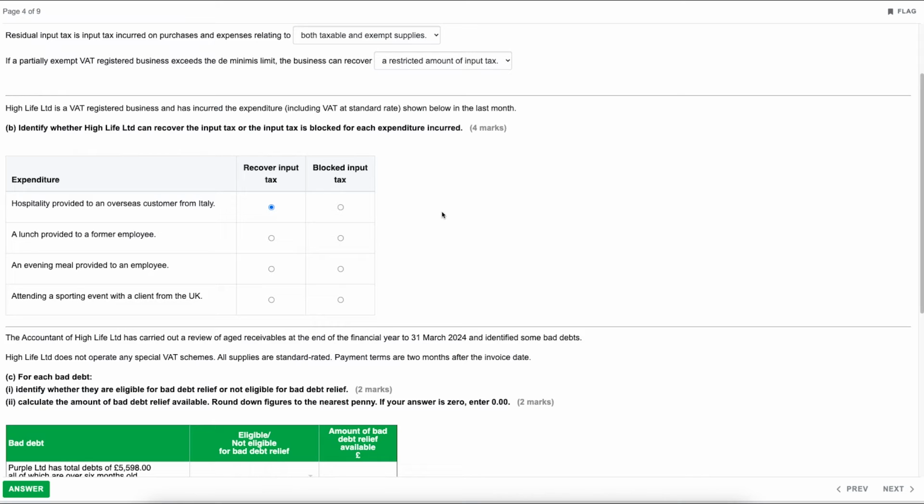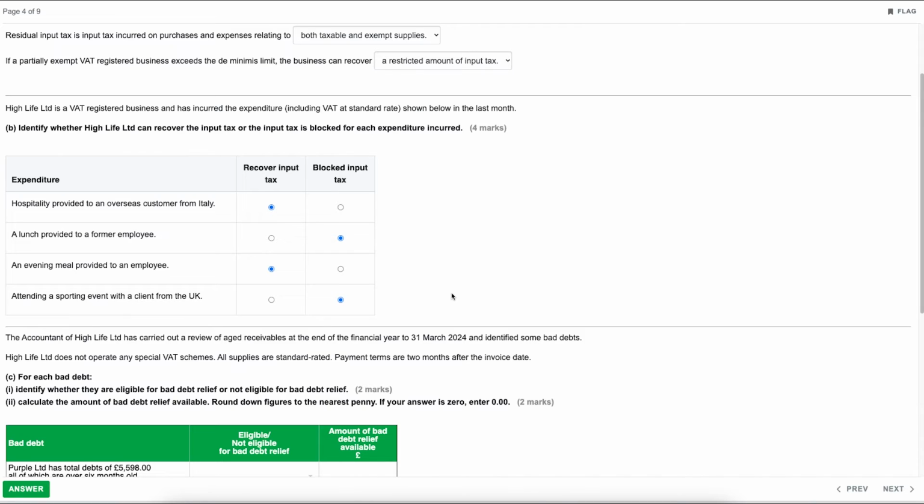Next one, a lunch provided to a former employee. Well, because it's a former employee, that would be blocked. If it was a current employee, that is feasible. You would be able to recover the input tax, but because it's a former employee, it would be blocked. And that's just around the rules on staff members, which it looks like this next one is going to apply. So an evening meal provided to an employee, because they are an employee, they would be able to recover the input tax back on that meal. And then the last one, attending a sporting event with a client from the UK. Because they are from the UK, it's classed as UK entertainment and it would be blocked.